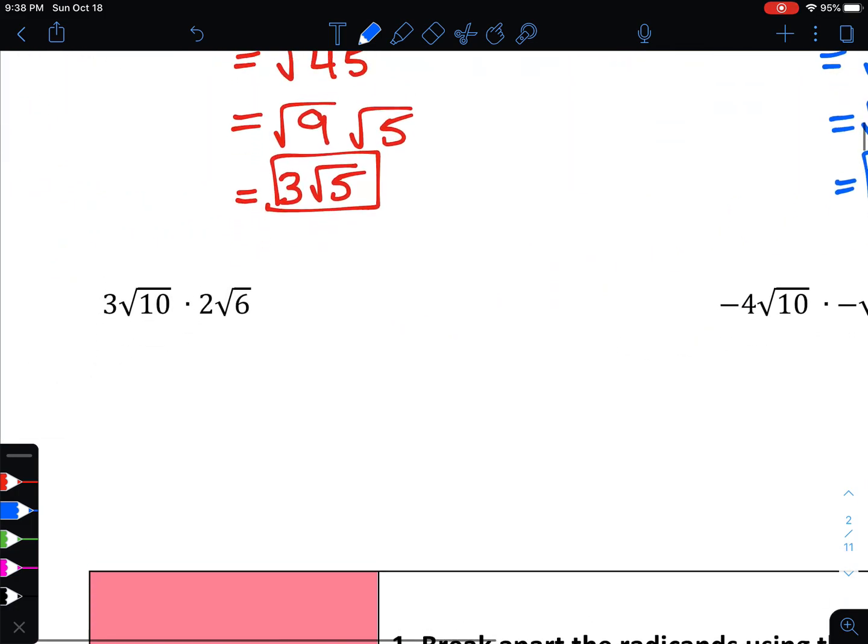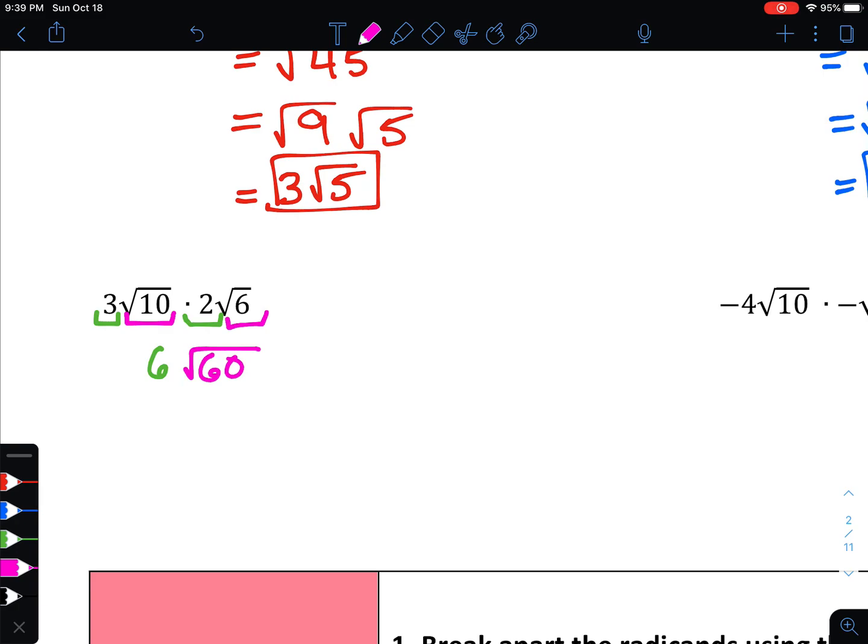For this next example, we're going to take a look at what you have to do when you have numbers in front of the square roots as well as inside the square root signs. So we go back to step one from the instructions earlier, which tells us to go ahead and multiply your coefficients together. So if we take 3 multiplied with 2, that's going to give you 6. Then we can go ahead and multiply the square roots together. So square root of 10 multiplied with 6, I'm going to go ahead and multiply those numbers together. 10 multiplied by 6 is 60.